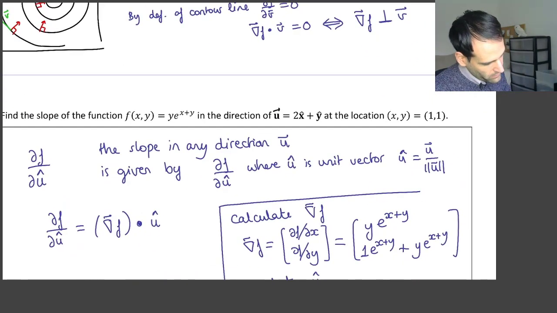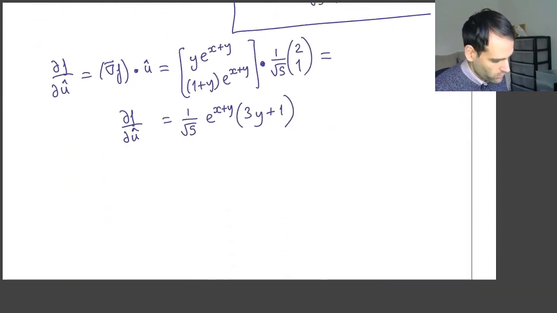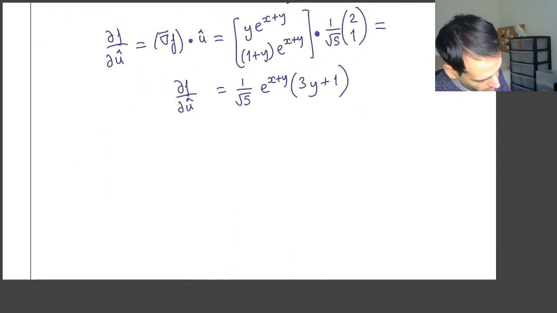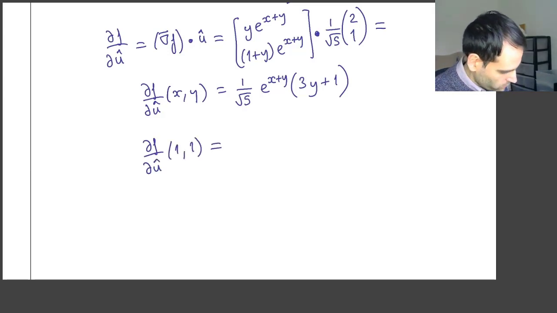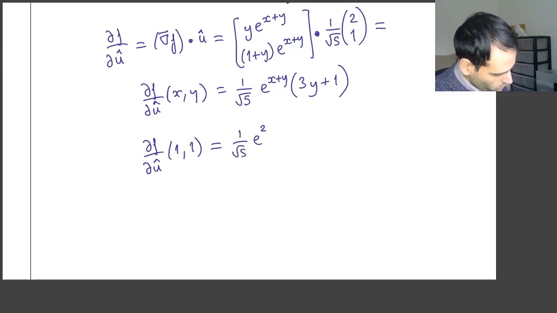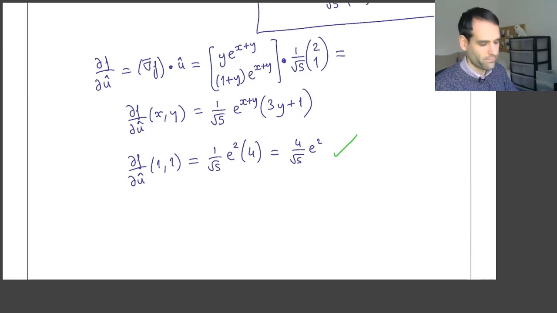But the question asks for the slope of the function at the location x, y equals 1, 1. So the only thing that is left is to evaluate the directional derivative, which is a function of x and y, at 1, 1. Okay, so we substitute x and y equal to 1. So we get the exponential squared times 3 times 1 plus 1, that's 4. So 4 divided by the square root of 5 times e squared. And that will be the slope of the function at that point in that given direction.